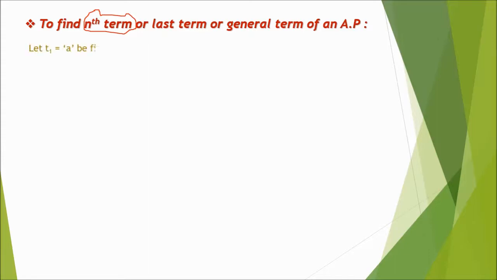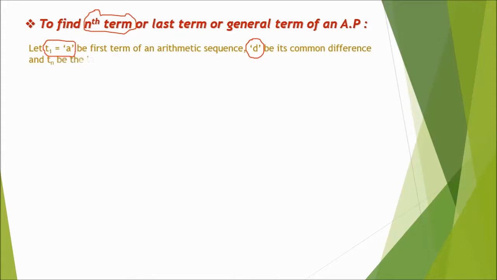Let t1 be equal to a. The first term, from now onwards, will be represented as a. T1 will be represented as a, the first term of the arithmetic sequence, and d is the common difference, which I have already denoted. And tn is the last term. We have called it last term in the previous example also, so it is now official that tn is the last term or general term.